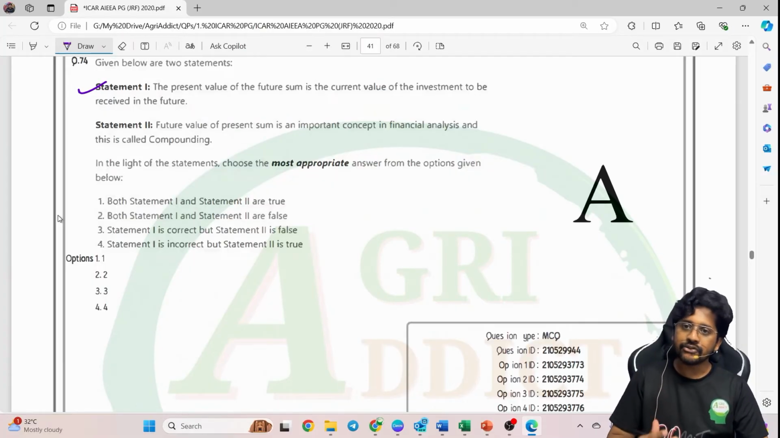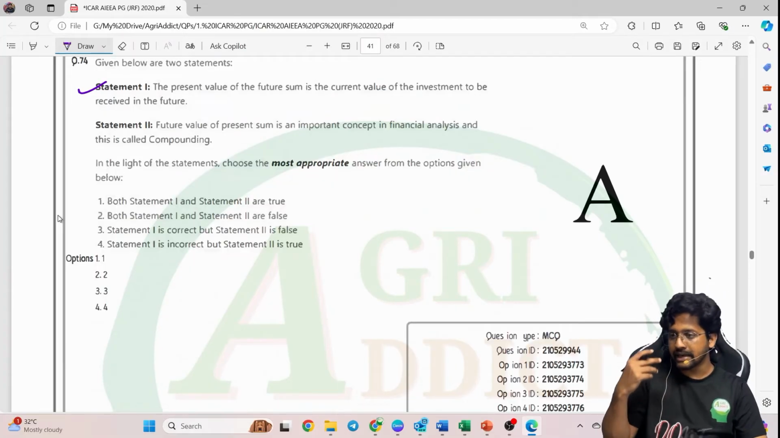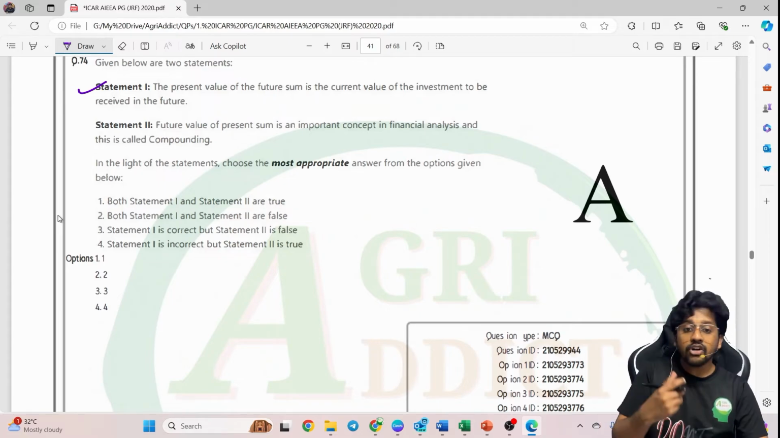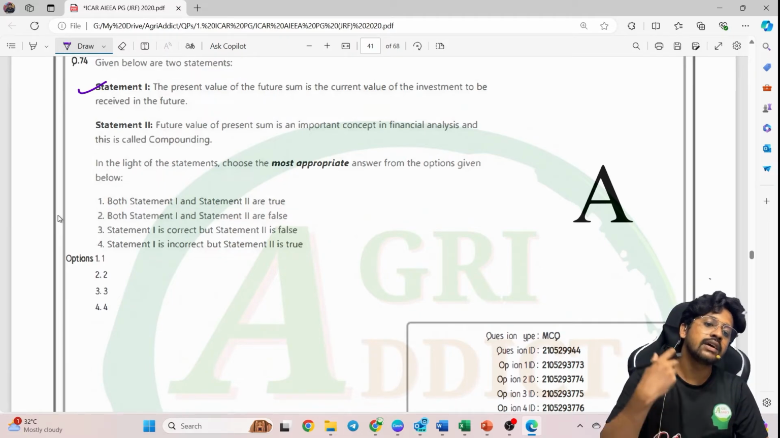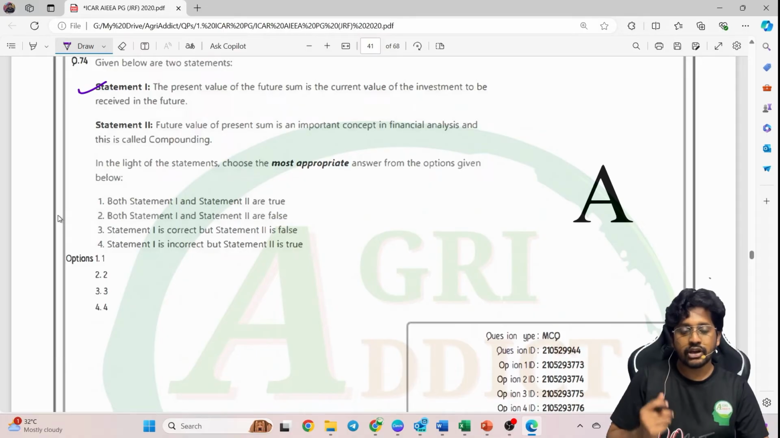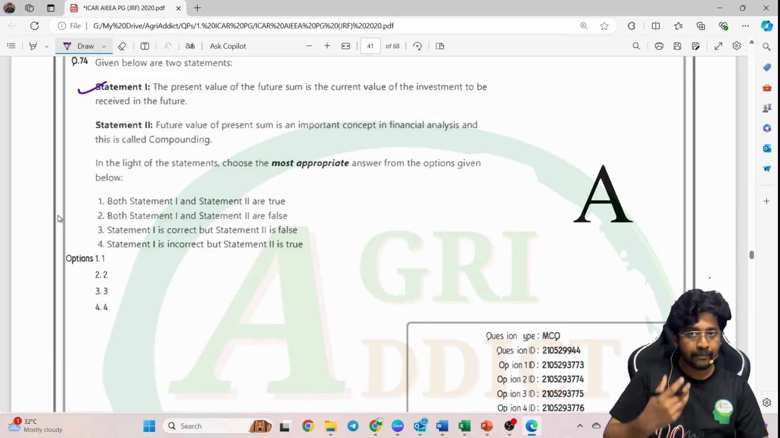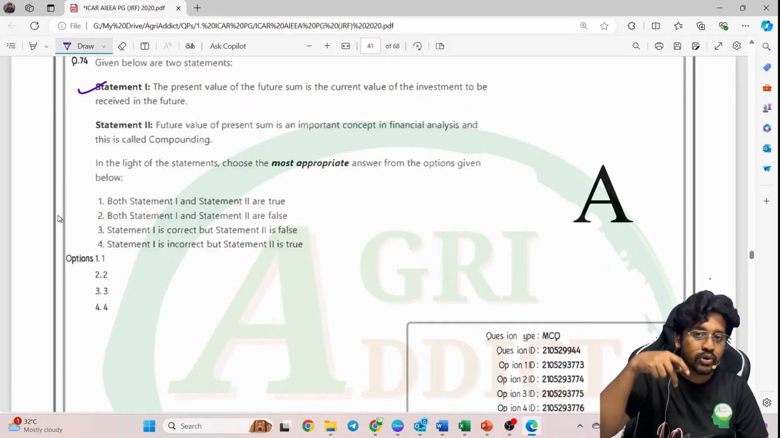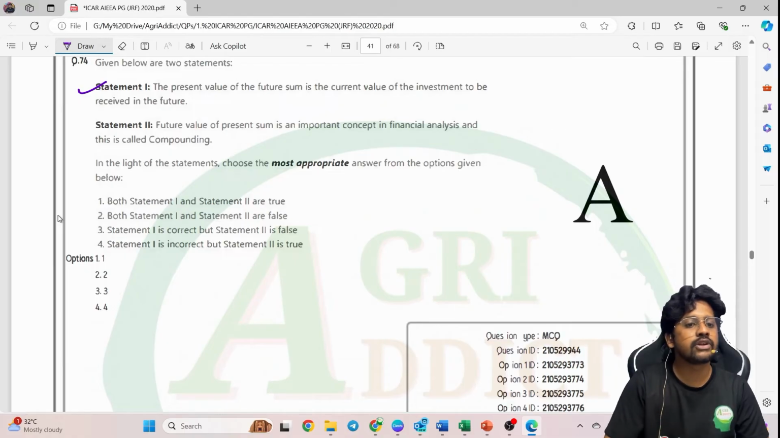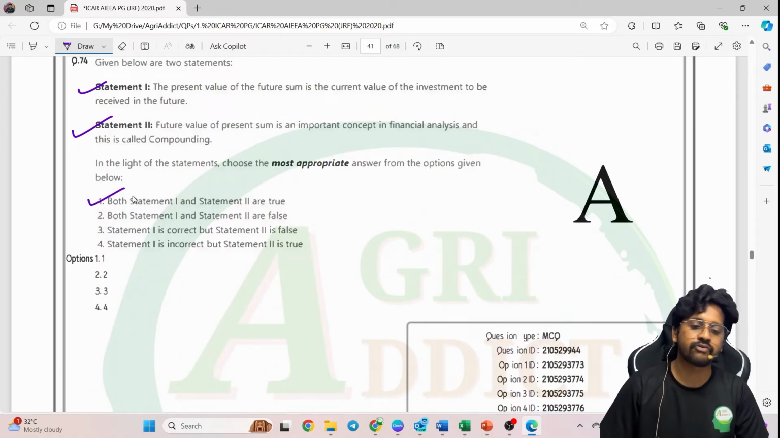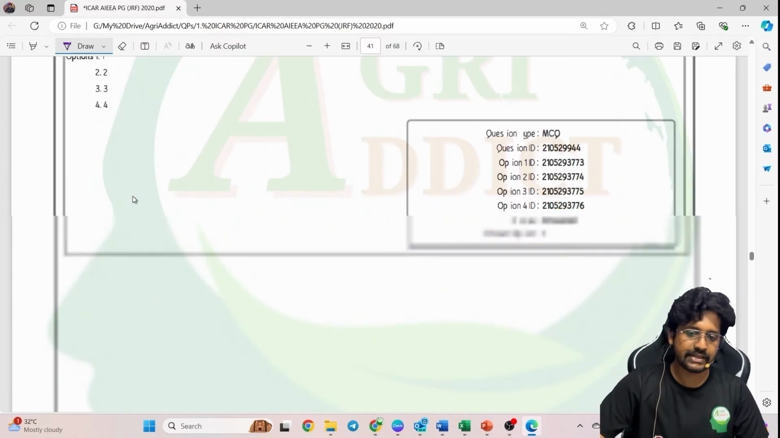That is, if I am investing 10,000 rupees in a business today, what will be my returns after 4 years or 5 years? So I am finding the future value of the present sum, the future value of the investment that I am doing in the present scenario. That will be given by the process of compounding. So therefore statement 2 is also correct. So both statements are correct. Option 1 is the correct answer in this question.